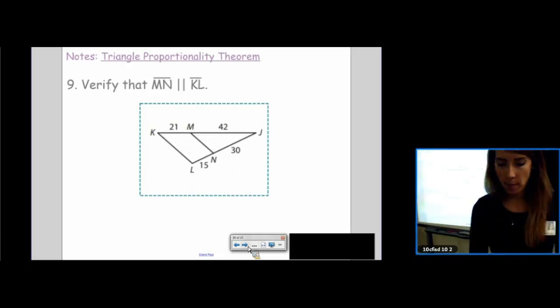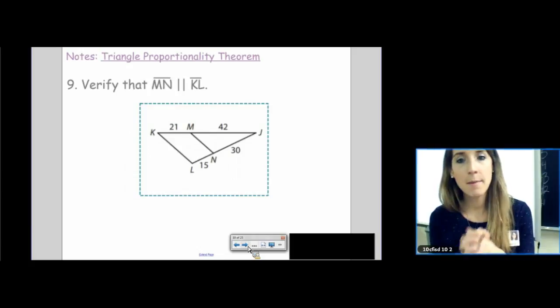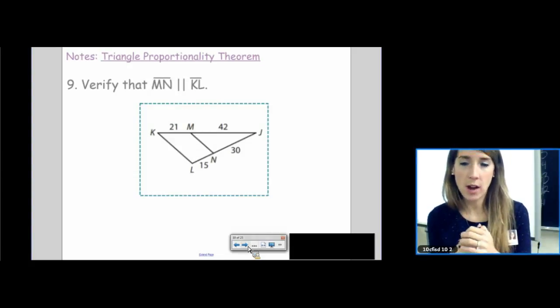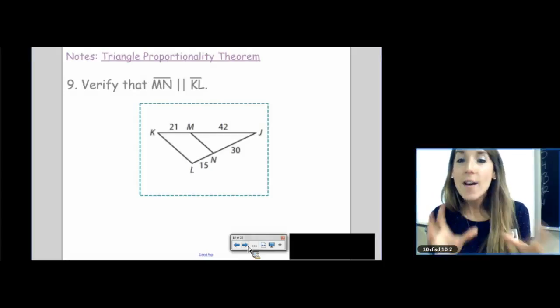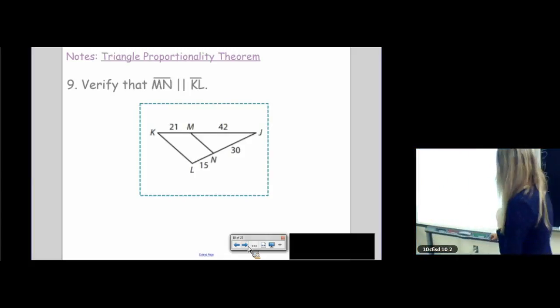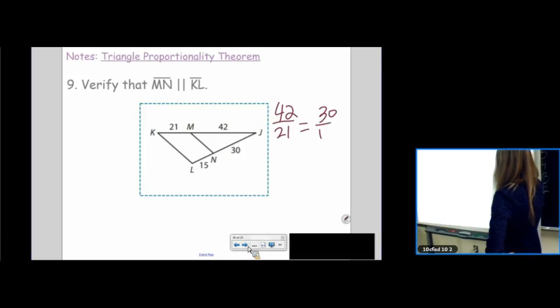This is the last type of problem that I can give you. Verify that MN is parallel to KL. So this is just when we're using the converse of the triangle proportionality theorem. If those parts are proportional, then those segments are parallel. So let's do what we've been doing the whole time. 42 is to 21 as 30 is to 15. It's either true or false.